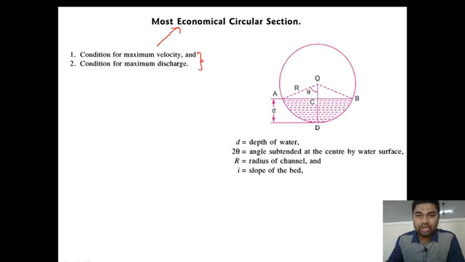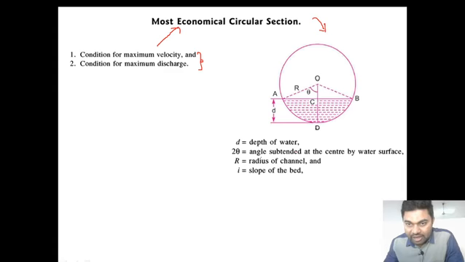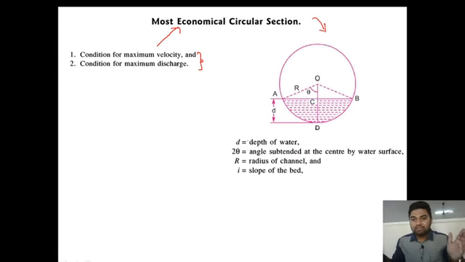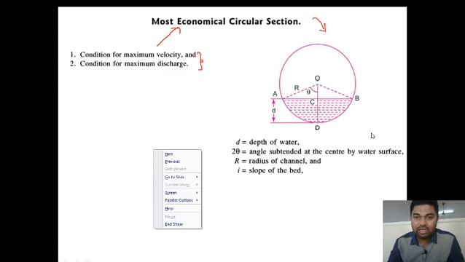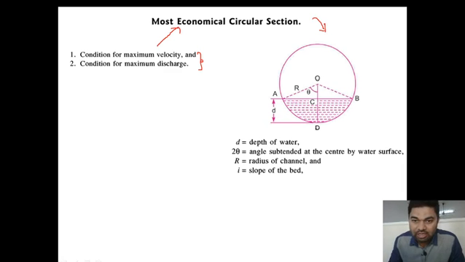As you can see on your screens, the figure for the circular channel is given, where D is the depth of flow or depth of water through a circular channel. In the figure you can see only theta, but AB is nothing but the surface of the water. This point A and this point B is the surface of the water.